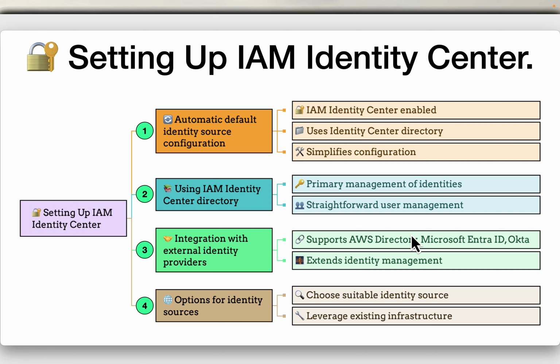Options for identity sources. This integration capability ensures that organizations can choose the most suitable identity source for their needs, whether sticking with the default IAM Identity Center directory or leveraging their existing identity provider infrastructure. So basically, to summarize, in AWS we have our own IAM, but you can use someone else's if you have already set up this infrastructure.